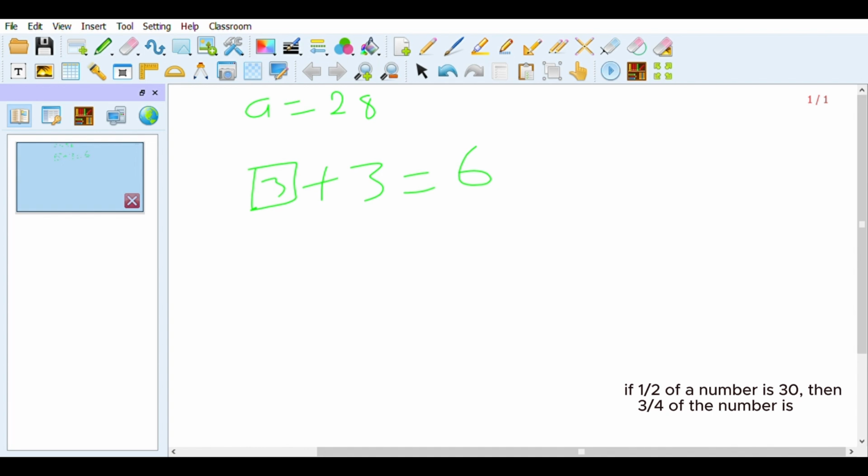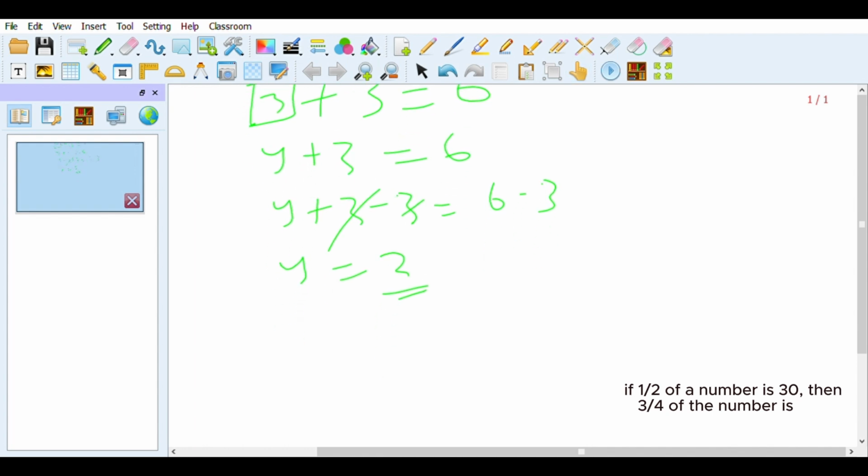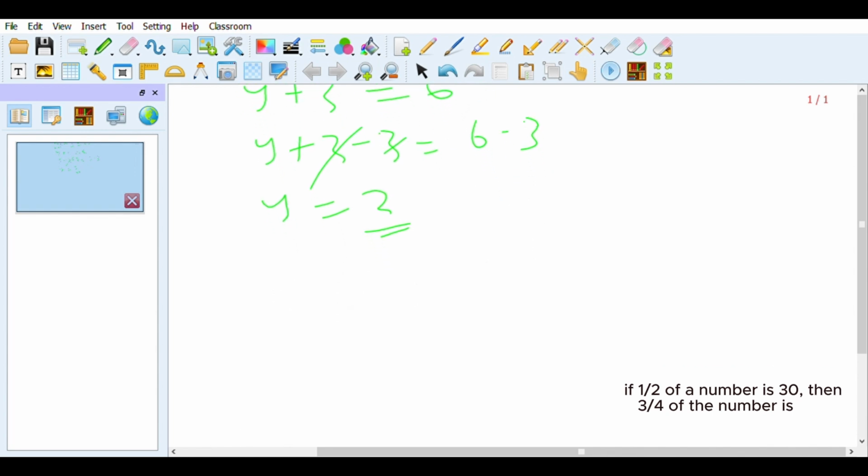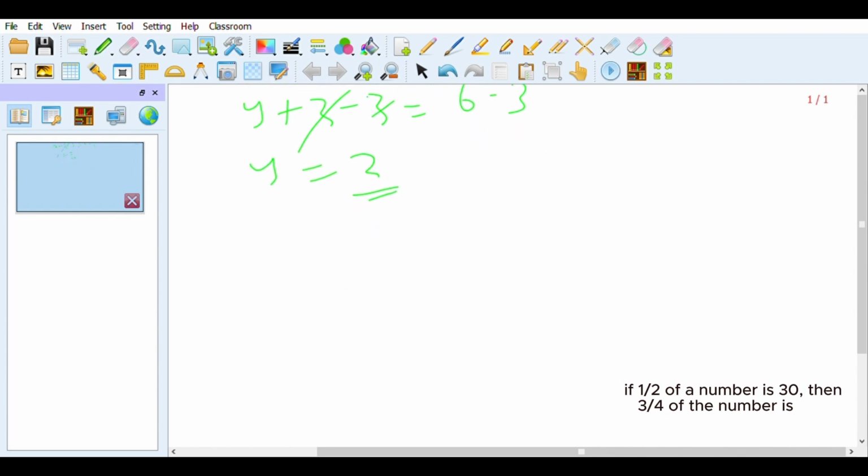In algebra, we replace this box with a y. So if you say y plus 3 is equal to 6, what will be your y? Your y is now that same 3, which we have developed a way to solve if we subtract 3 from both sides. We have 3 minus 3, 0. Y is equal to 6 minus 3, which is 3. This is how that 3 can actually be solved for. So when you hear of a number in a question and you don't know the number, replace that number with a box or a letter.